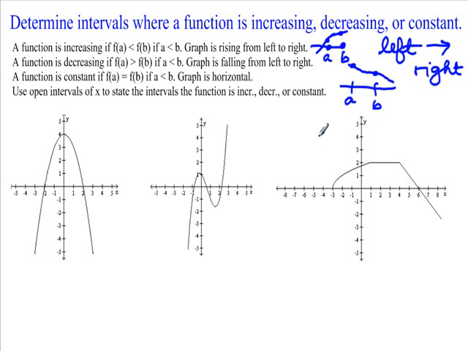A function is constant if f of A is equal to f of B for A less than B. So that means here's A, here's B, their y values have to be the same, so the graph would be horizontal for that to happen.